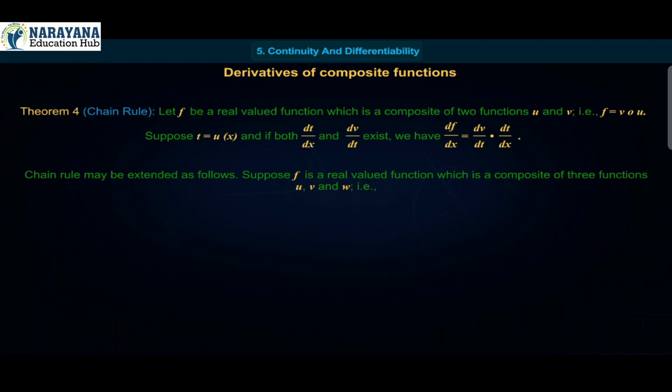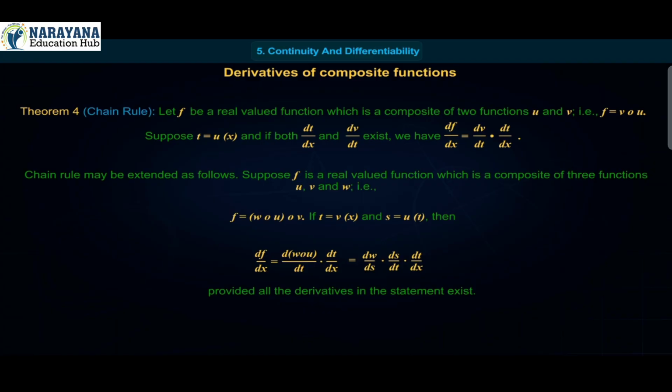Chain rule may be extended as follows. Suppose f is a real-valued function which is a composite of three functions u, v and w. That is, f is equal to w o u o v. If t is equal to v of x and s is equal to u of t, then df/dx is equal to d(w o u)/dt into dt/dx, which is equal to dw/ds into ds/dt into dt/dx, provided all the derivatives in the statement exist.